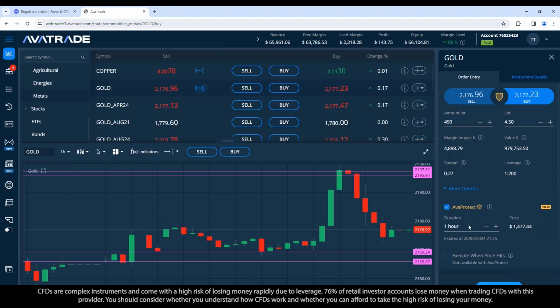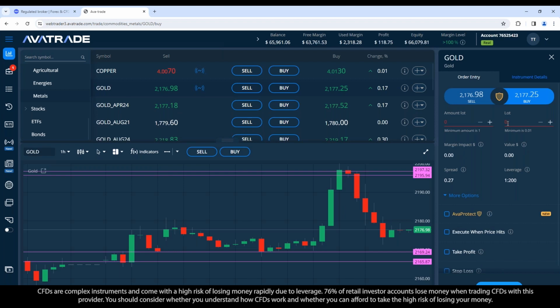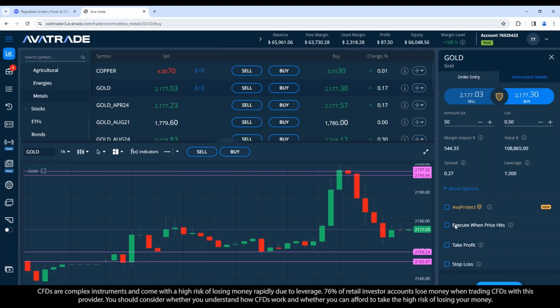For a small cost, by the hour, by the day, you can protect the trade that could have a much larger potential profit depending on your trade size. Okay, if I put half a lot, and I start looking at the cost of protecting this by the hour, less than a couple $100, and that's 50 ounces of gold, half a lot.